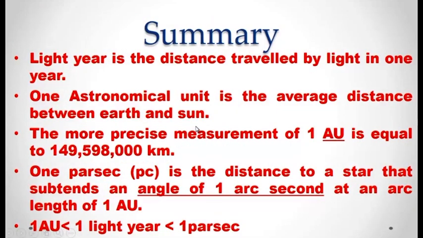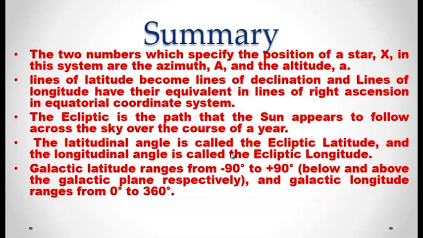So, in this lecture we have seen the distances used in astronomy: light year, astronomical unit, and parsec. A light year is the distance travelled by light in 1 year. An astronomical unit is the average distance between the sun and the earth. The more precise measurement of an astronomical unit is approximately 149 million kilometers. Then 1 parsec is the distance to a star that subtends an angle of 1 arc second at an arc length of 1 astronomical unit. We learnt that 1 astronomical unit is less than 1 light year, which is less than 1 parsec.